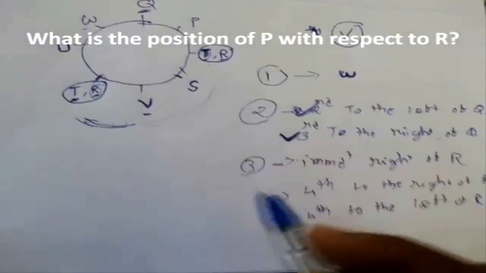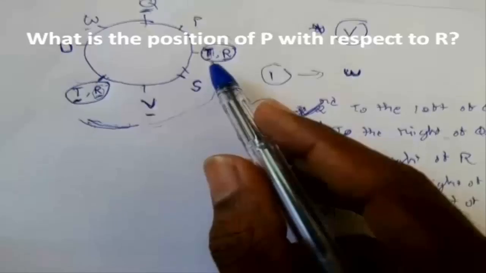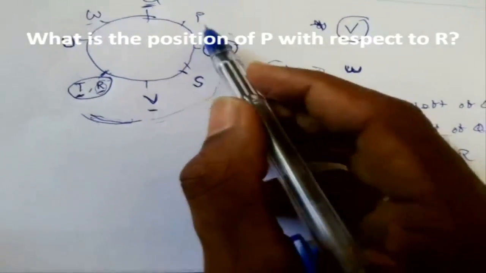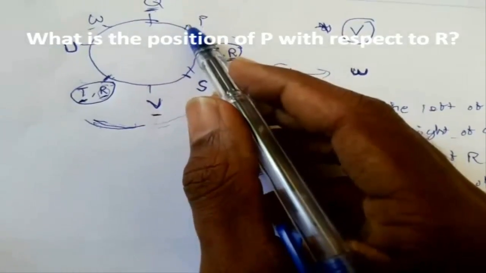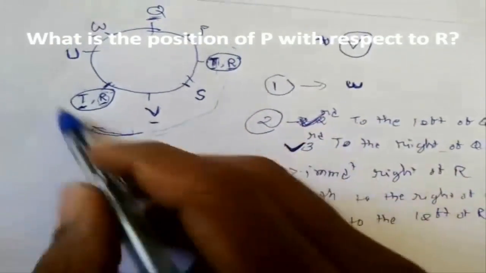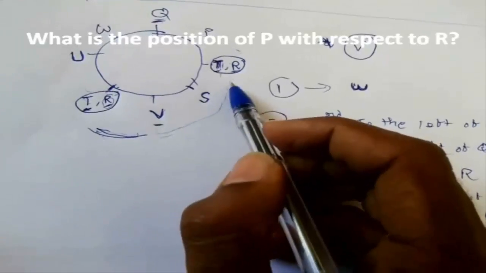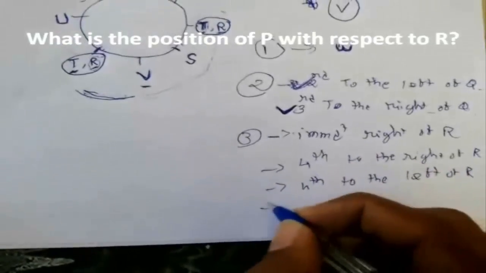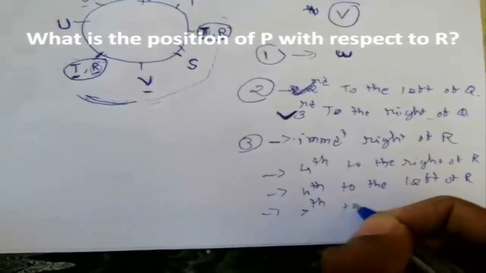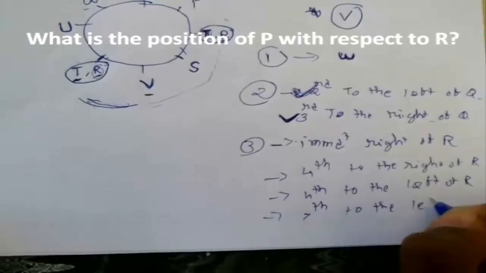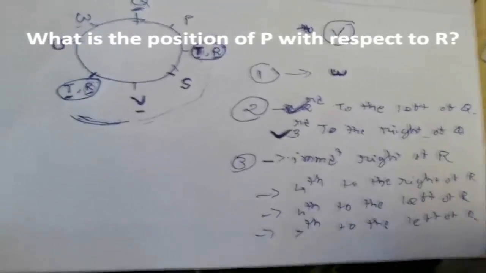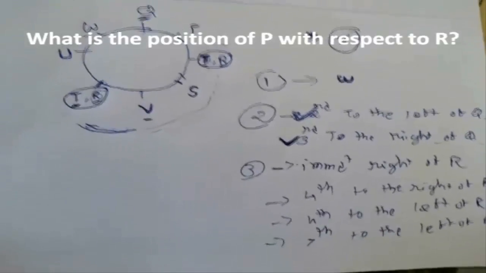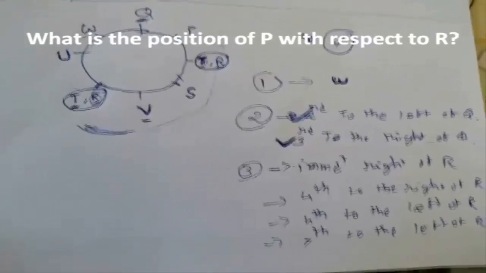Again, we have only checked the one condition with respect to this R. P is immediate right of R, and if we move in a clockwise direction, we can say 1, 2, 3, 4, 5, 6, 7. So we can also say 7th to the left of R. So for this question we found 4 different possibilities.